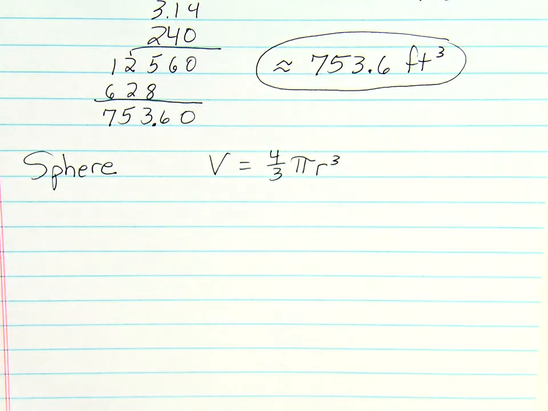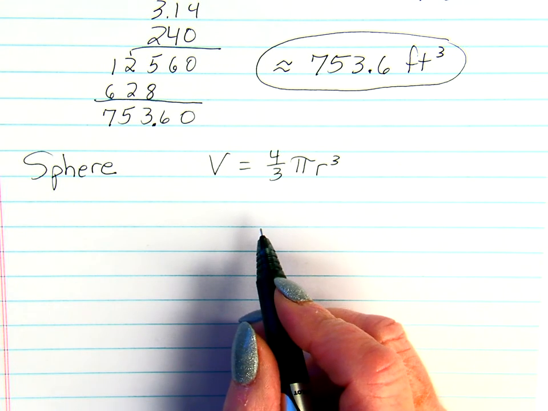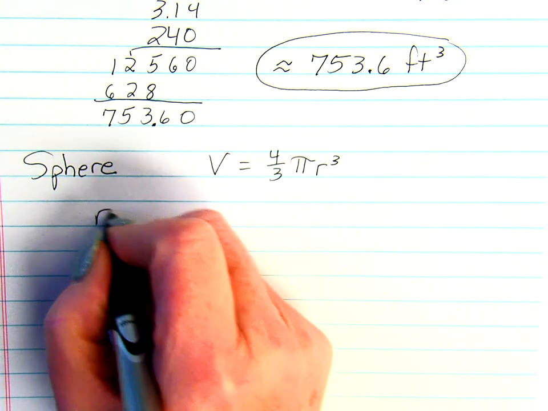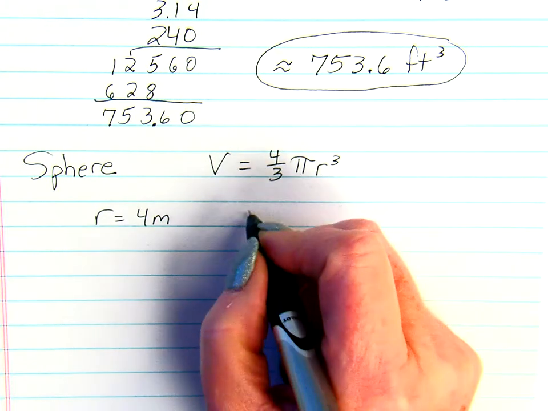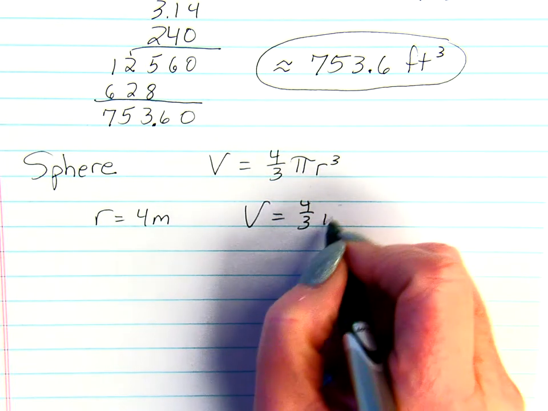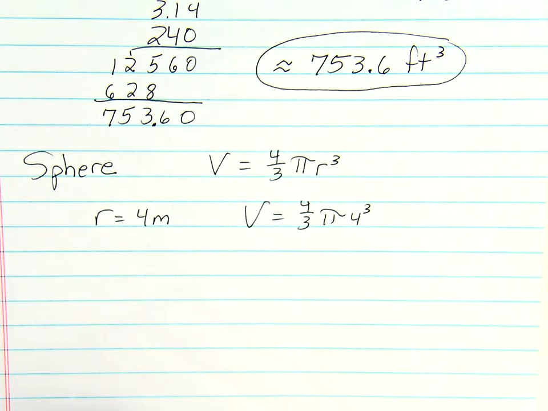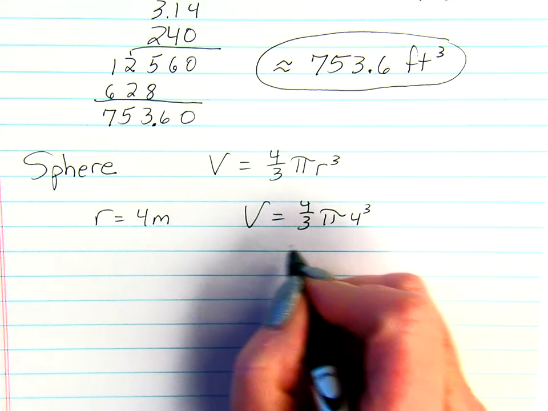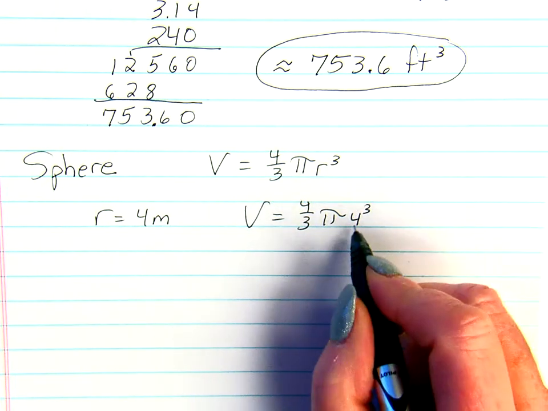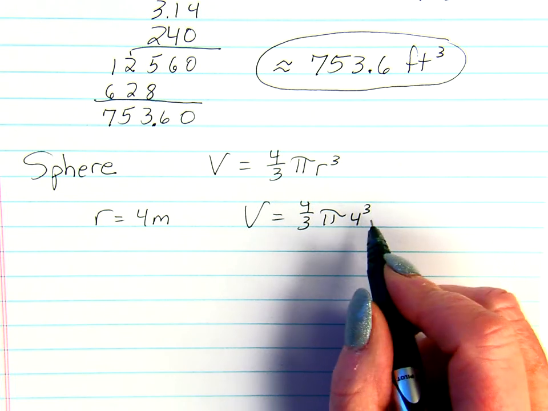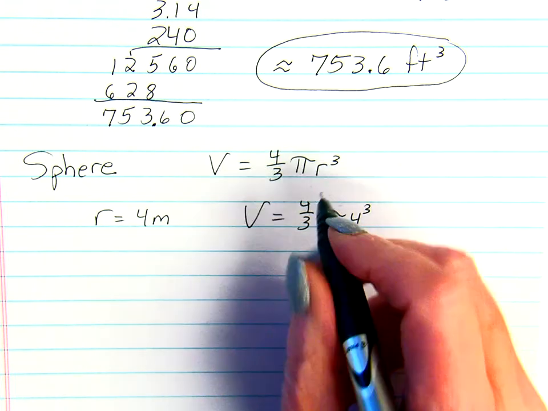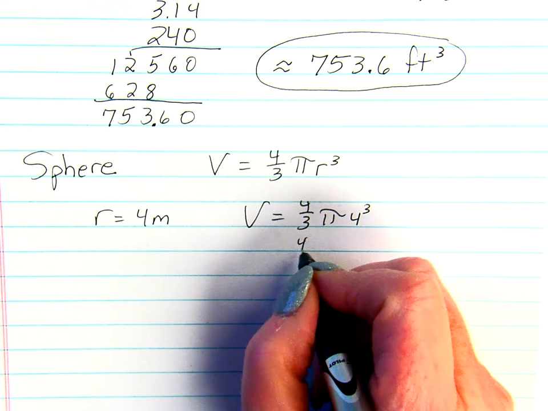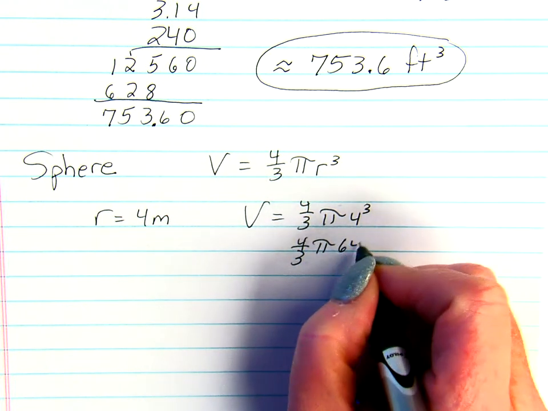So 4/3 pi r cubed, and so we're just going to put information in. If I've got a sphere that has a radius of 4 meters, my radius equals 4 meters, then my volume is equal to 4/3 pi 4 cubed. Okay, so we will cube our 4: 4 times 4 is 16 times 4, that's our 64. So this is 4/3 pi times 64.